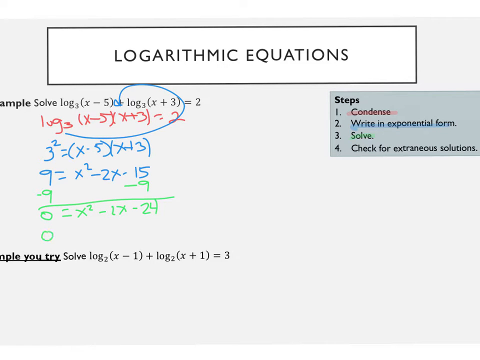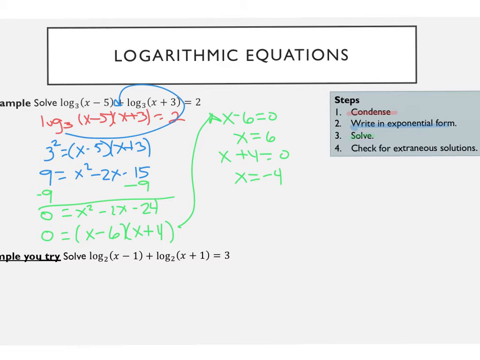Now, when we factor this, we're asking ourselves factors of 24 that when I add them together, I get negative 2. And in this case, we have negative 6 and positive 4. Right? They multiply to be negative 24, and when I add them I do get negative 2. So 0 equals x minus 6 times x plus 4. And what we'll do next is we'll set each factored piece equal to 0. So x minus 6 equals 0, or x equals 6, and x plus 4 equals 0, x equals negative 4.